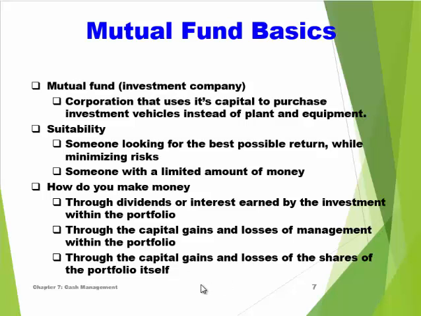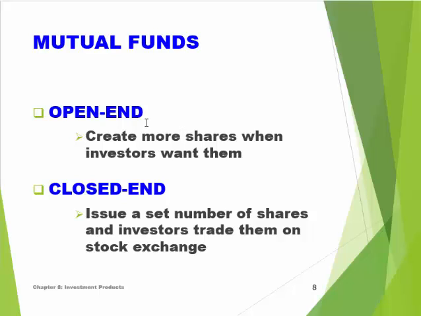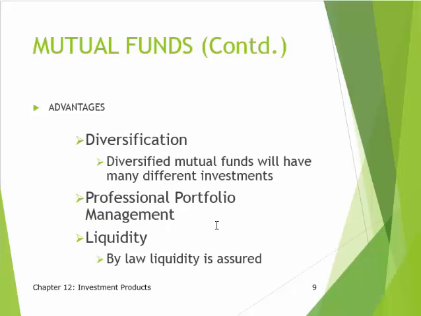In addition, the actual shares of the portfolio itself can grow in value. So we can see that the shares can grow, but also the items inside make money as well. Mutual funds are typically referred to as being either open-end or closed-end. Open-end funds create more shares every time an investor wants one. So they create new shares. Closed ends have a set number of shares and they actually trade on a stock exchange. So ETFs, exchange traded funds, are an example of closed-end funds.